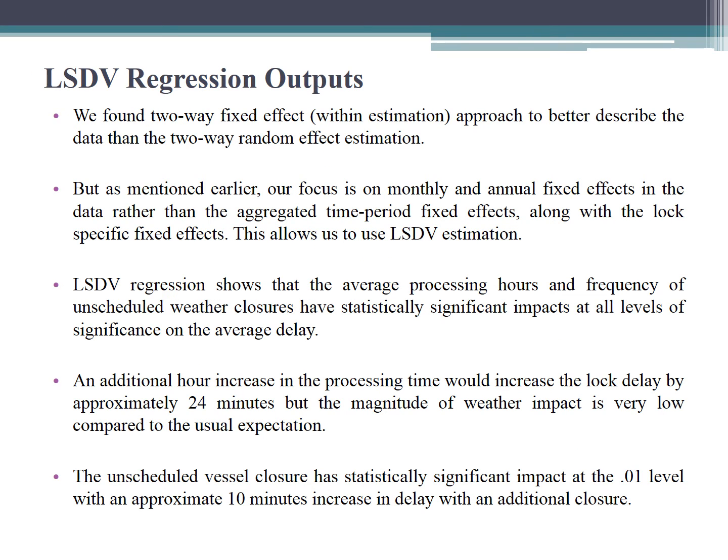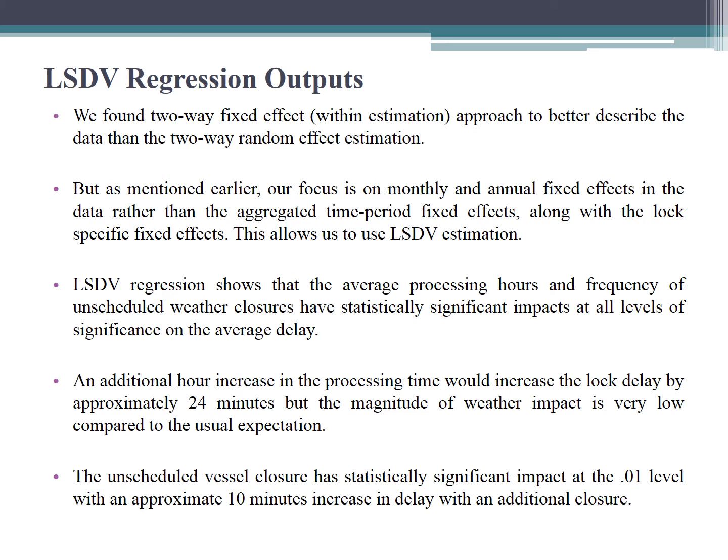Since we found that the two-way fixed effect estimation approach better describes the data than the two-way random effect estimation, we can proceed with forms of fixed effect estimation. Here we proceed with LSTB estimation, since LSTB estimation is one of the kinds of fixed effect estimation. Like we already mentioned, we want the annual and monthly fixed effects in the data to be estimated rather than the aggregated time period fixed effect along with individual or log specific effects. So these allow us to include LSTB estimation.